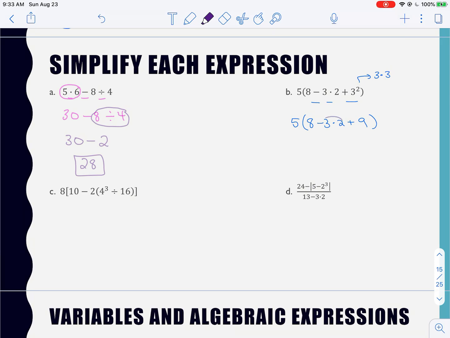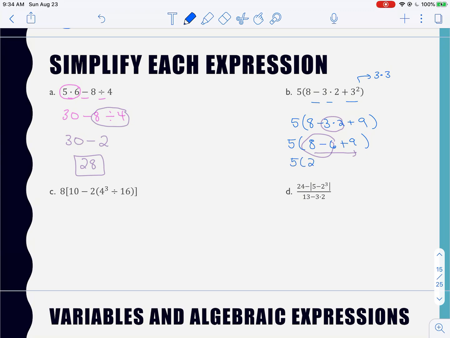I have subtraction, multiplication, and addition. I'm going to do the multiplication first because that's what comes next in order of operations. So this is going to be 8 minus 6 plus 9. And then we have subtraction and addition left in the parentheses. Subtraction comes first in order from left to right, so I'm going to subtract first.